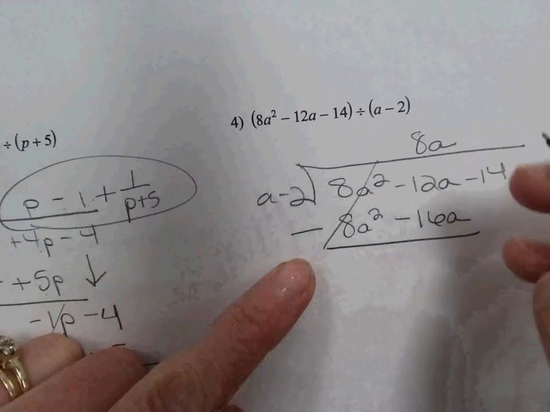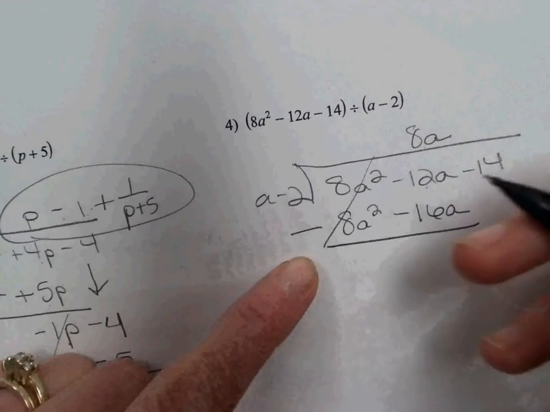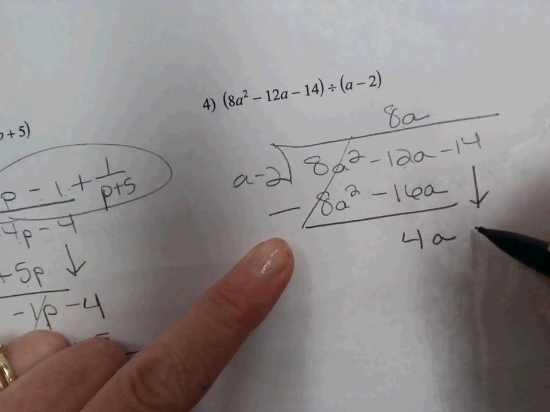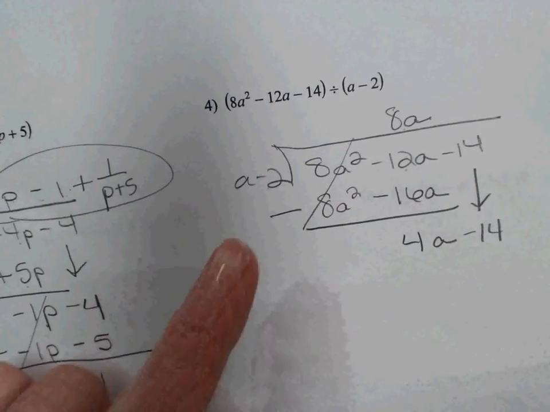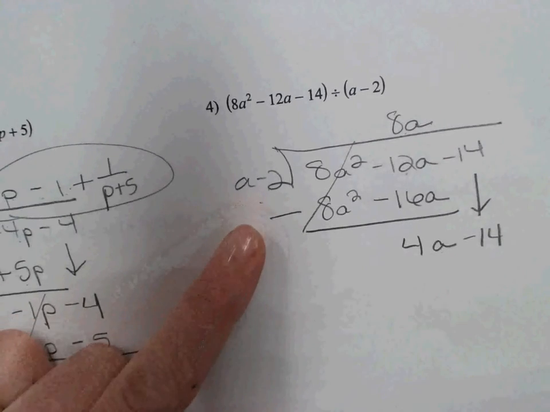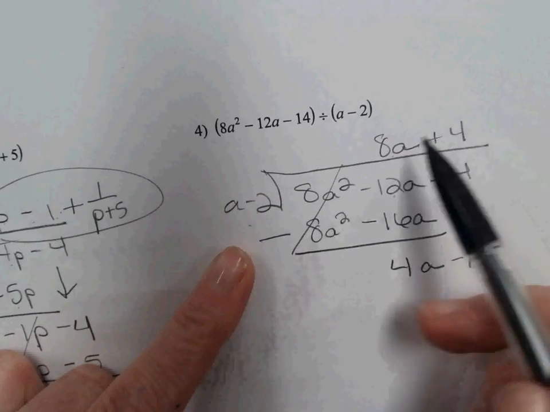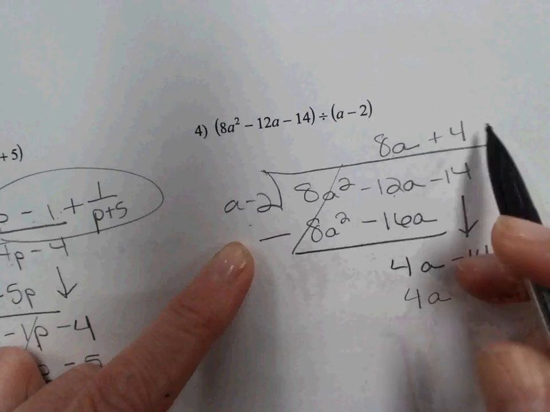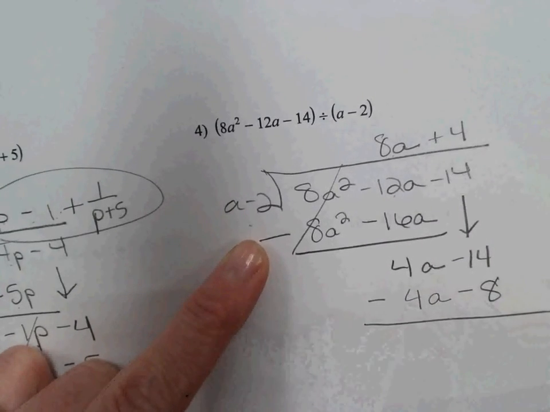Subtracting that, the 8a squareds go away. Negative 12 minus negative 16, so that's like a plus 16. So it'll be a 4a. Bring down the minus 14. A times what is 4a? 4. So just do 4 here. Then multiply. 4 times a is 4a. 4 times negative 2 is going to be a minus 8.